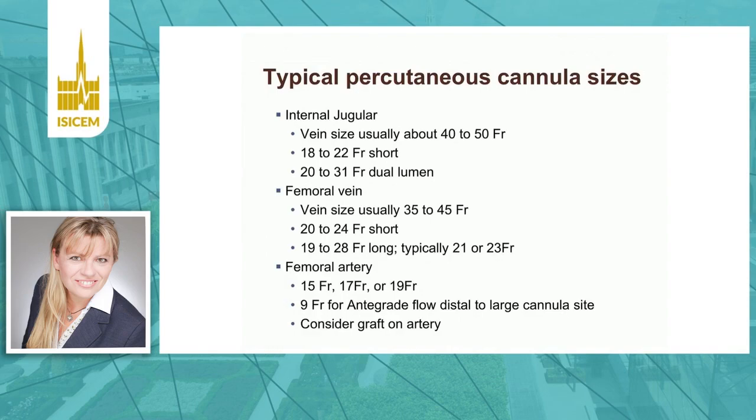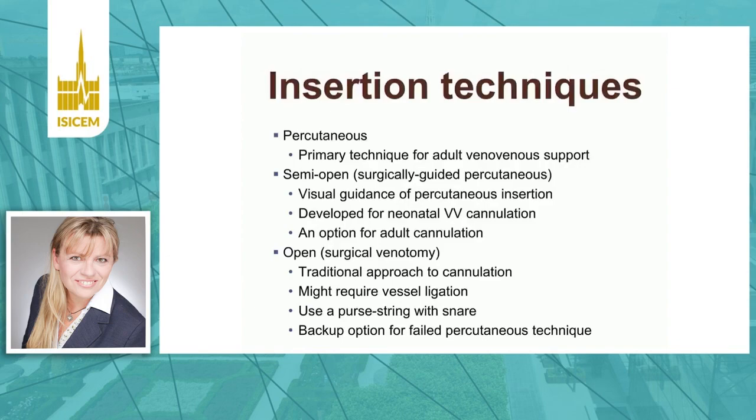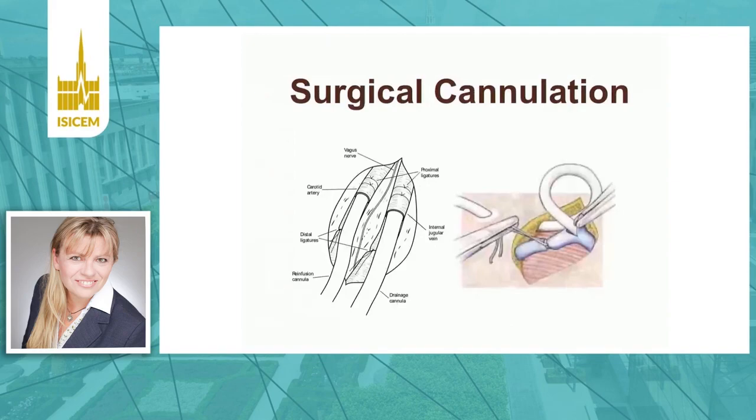Now, what is there to know about the insertion techniques. We can perform the cannulation percutaneously. This is the primary technique for adult veno-venous support, and it can be performed by an intensivist. There is a semi-open possibility, which is surgically guided percutaneous, and open via a surgical venotomy or arteriotomy. This is the traditional approach for cannulation. This is a scheme of how to perform it, and in this case vessel ligation could also be needed.